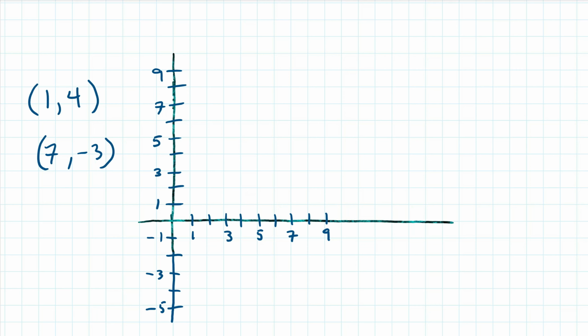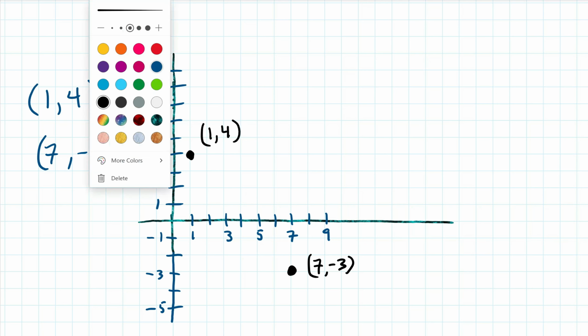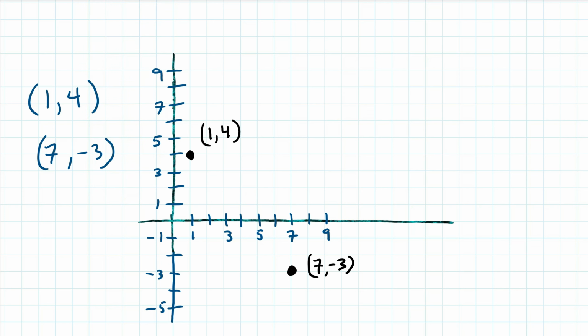Right, so (1, 4), that ordered pair, 1 in the x direction, 4 in the y direction. Right there, it's (1, 4). And then our other ordered pair is (7, negative 3). 7 in the x direction, negative 3 in the y direction is right there. So (7, negative 3) is what I'll label this one, and this one is (1, 4). Right, so I'm just going to go ahead and connect them with a different color. Let's maybe use a green.